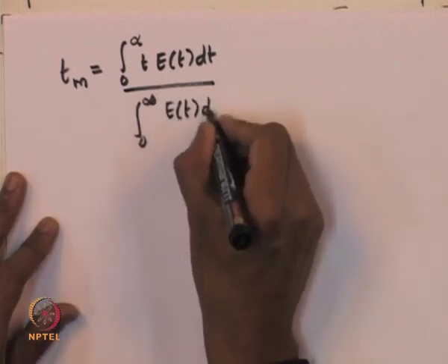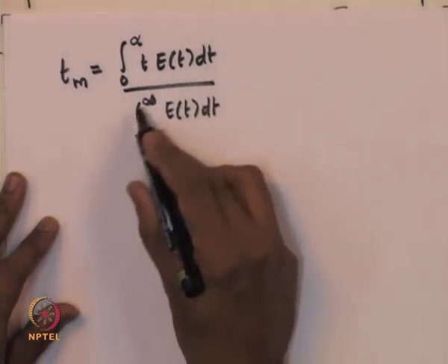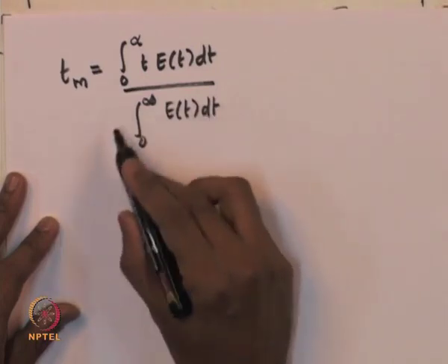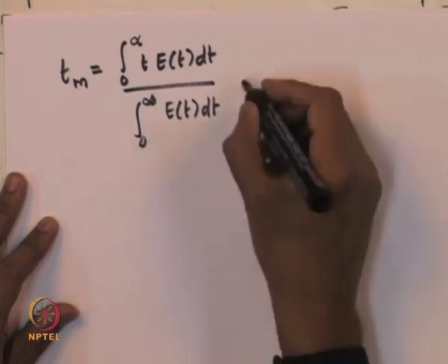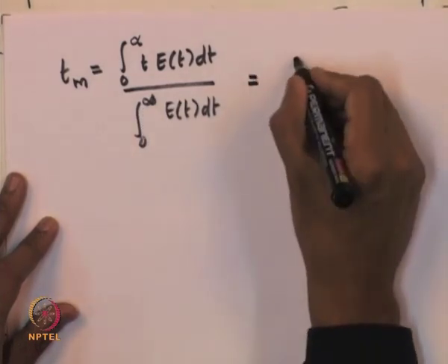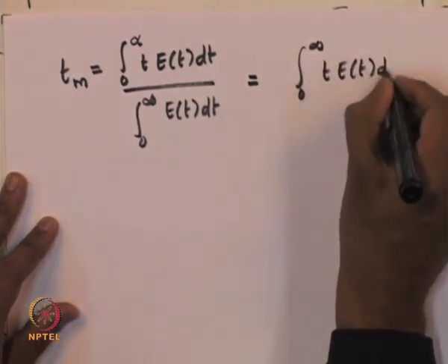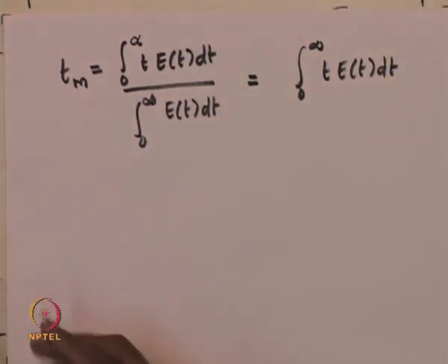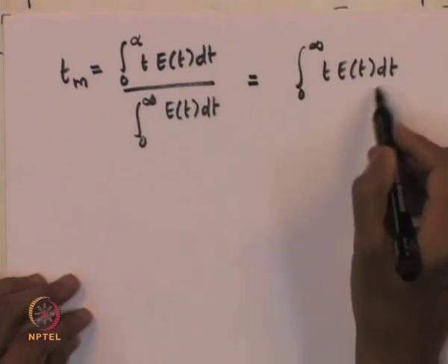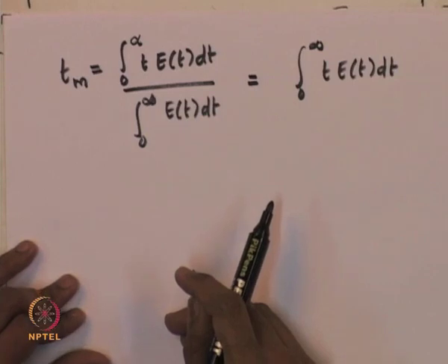Because the integral of the E curve, the RTD function, between 0 and infinity is equal to 1, this expression can be simplified to the integral between 0 and infinity of t into E of t dt. That is the expression for the mean residence time if the RTD function E of t is known. If the residence time distribution function is known, one can simply plug it into this expression and find the mean residence time.